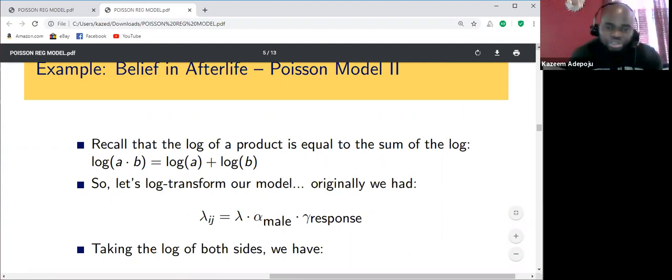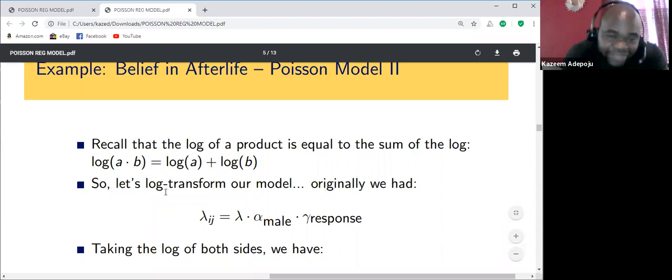I told you the other time that if we are talking about the Poisson regression model, we are always going to have this one, lambda ij equal to lambda times alpha male, based on the data set that I'm using. And I said this is the expected cell count. The expected cell count has been partitioned into the baseline rate and the gender effects. Then this is the response.